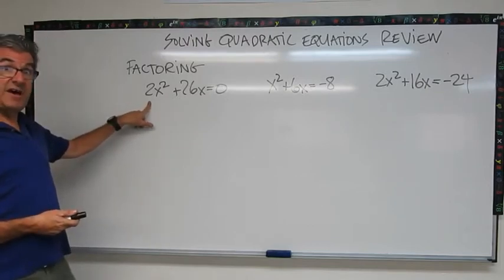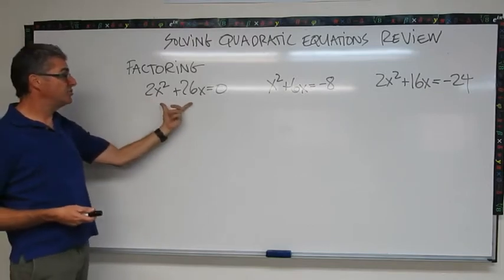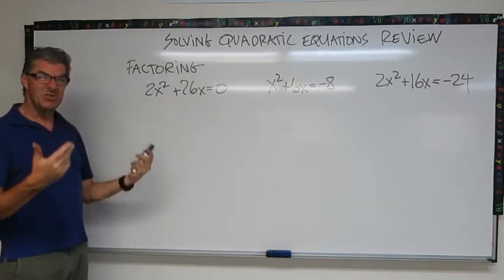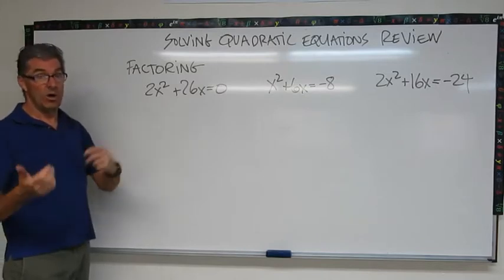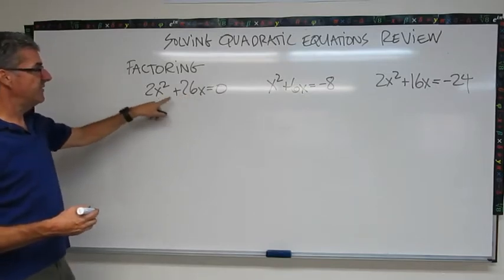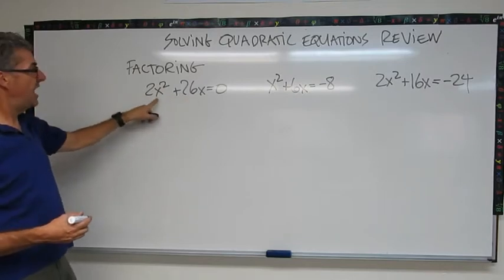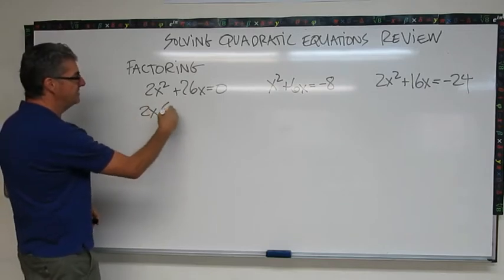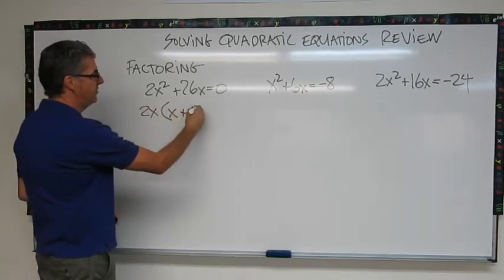This is a GCF factoring problem. I only have two terms and I don't have a difference of squares. Remember, if you have two terms, it's usually GCF or difference of squares. So I can factor out something from both of these terms. I have a 2x in each, so this becomes 2x times x plus 13.